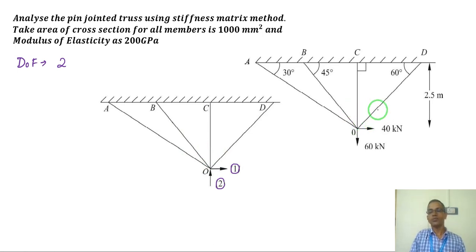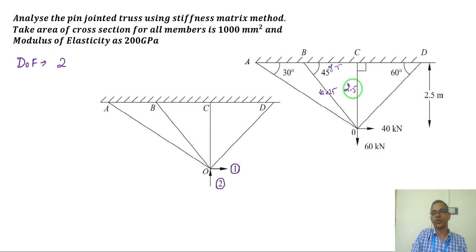Then write down or calculate the length of each of the members. This is 2.5 with a 60 degree angle. Member OB will have length: this is 2.5, this is 45 degrees, so this is also 2.5. That means the length is root 2 times 2.5. Similarly, this is 2.5 and the angle is 30 degrees.